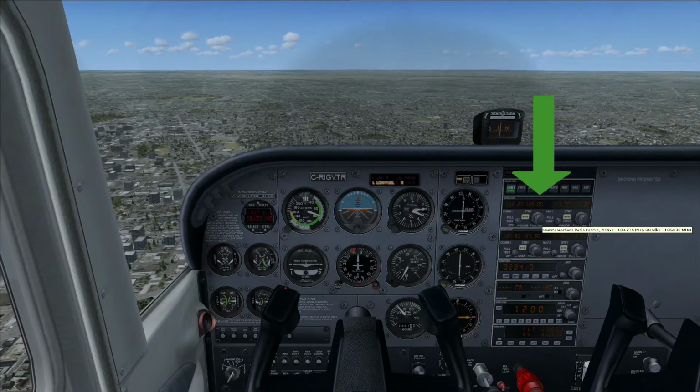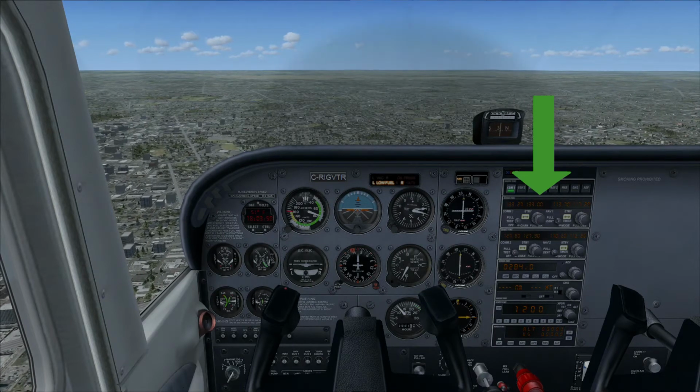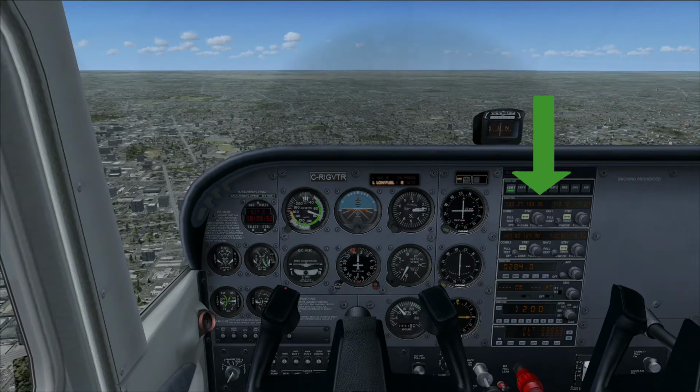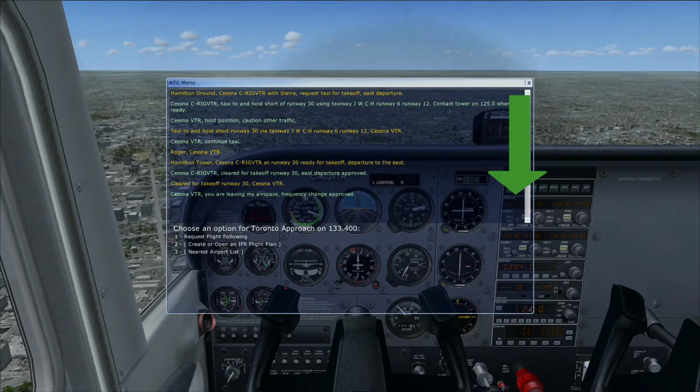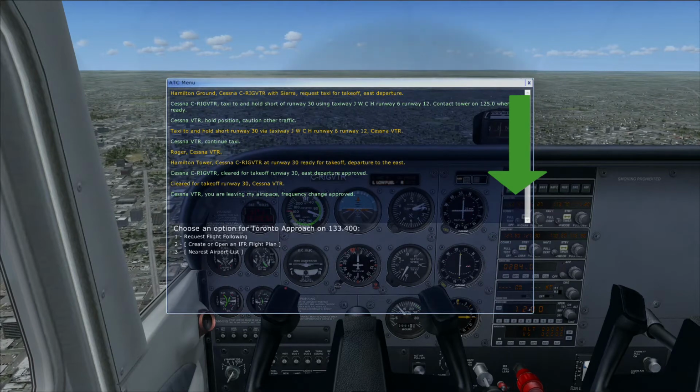Radio. Adjust the frequency to communicate with air traffic control. Let's switch to Toronto approach on 133.40 on standby and switch it to the active frequency. Now we can talk to Toronto approach.